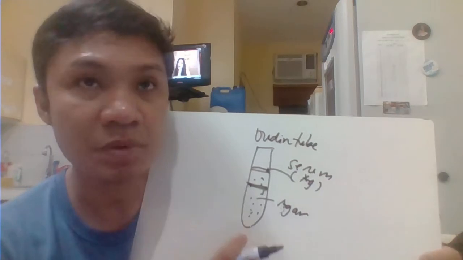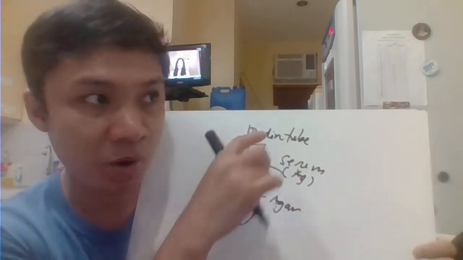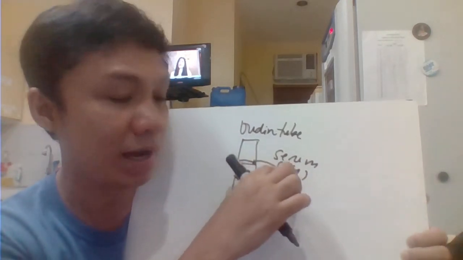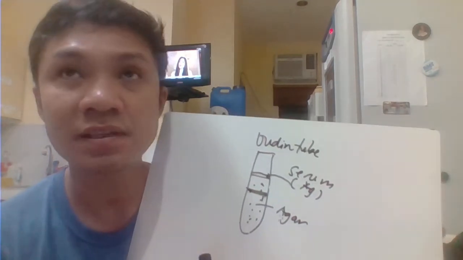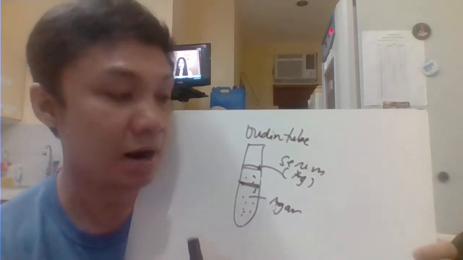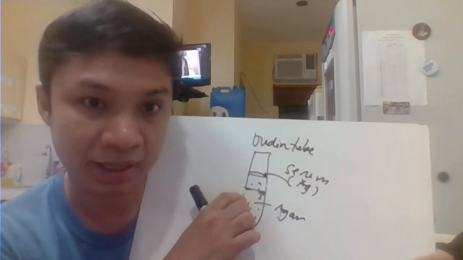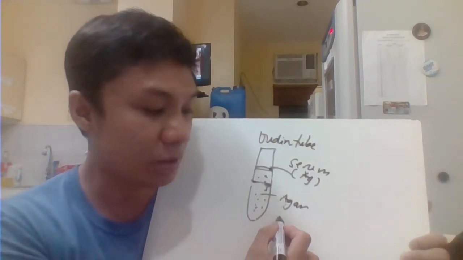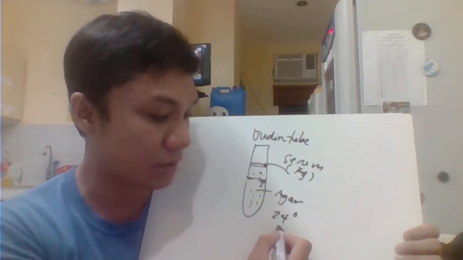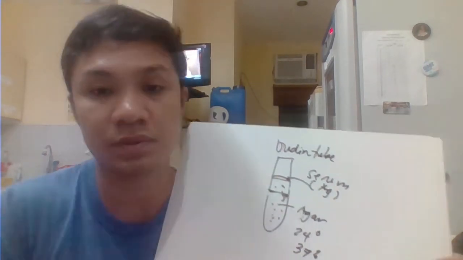So this is one-dimensional because only one reactant moves. Only the serum, our antigen, moves. And this is also considered linear because what is produced is the precipitin line or precipitin band. It is incubated for 24 hours at 37 degrees Celsius.